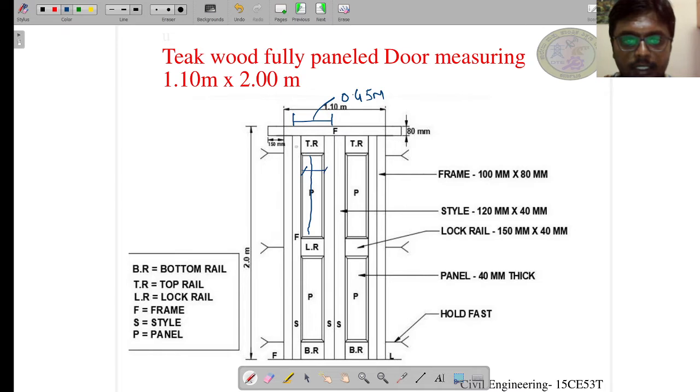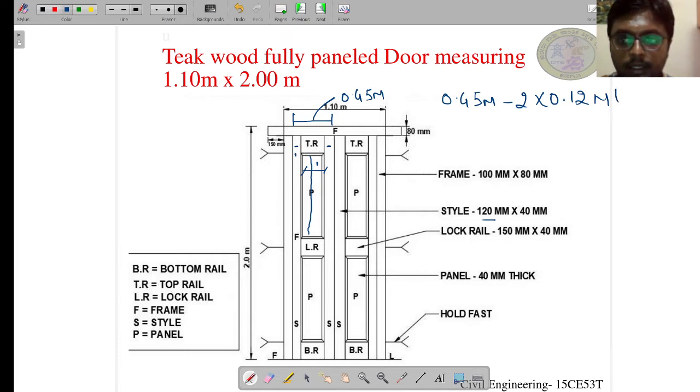So how to get the width of the panel now? As you can see, it is simple. We have to just deduct this and this width, which is nothing but the width of the stile, which is 120 mm. So what we have to do: 0.45 meter minus, so there are 2, so I will do minus 2 into 0.12 meter.